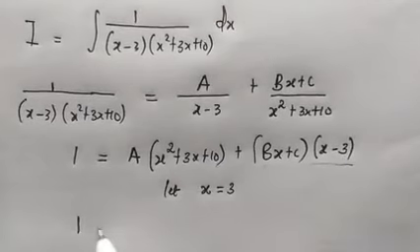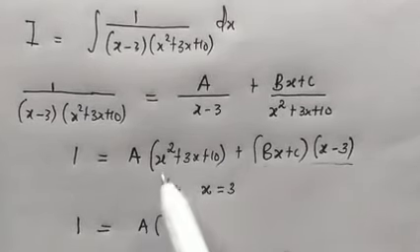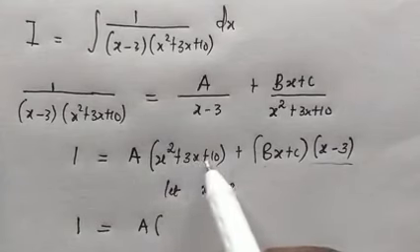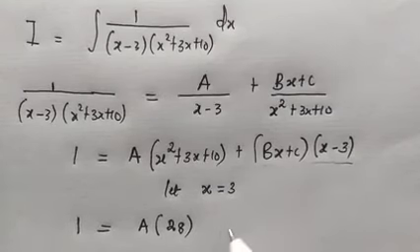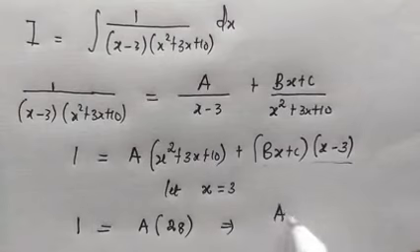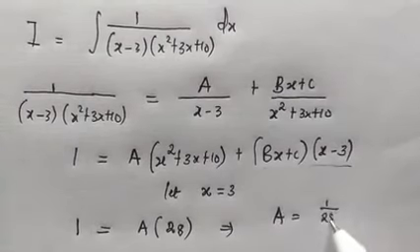Then we're left with 1 is equal to A into brackets, so 3 squared plus 3 times 3 here plus 10 is giving us 28. Divide both sides by 28, we get our A value, which will be equal to 1 divided by 28.